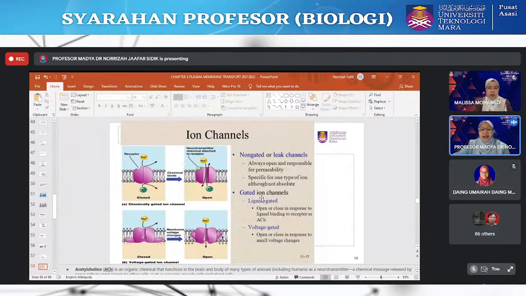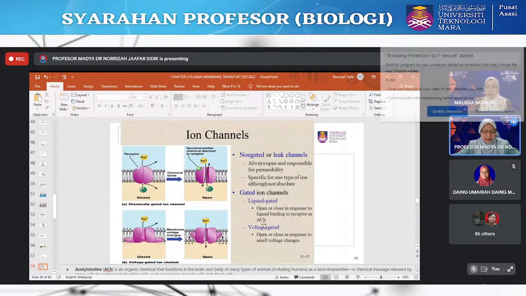Gated ion channels, the ligand gated, open or close in response to ligand binding to a receptor, such as acetylcholine. For ligand gated ion channels, permeability is greatly increased when some type of chemical ligand binds to the protein structure. A large subset function as neurotransmitters. Acetylcholine is a neurotransmitter.